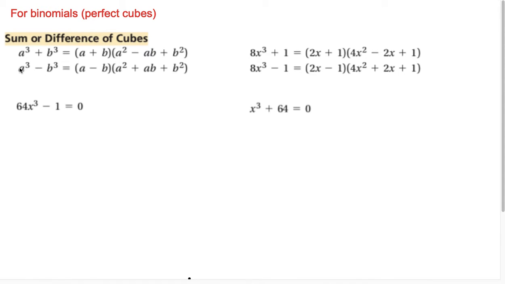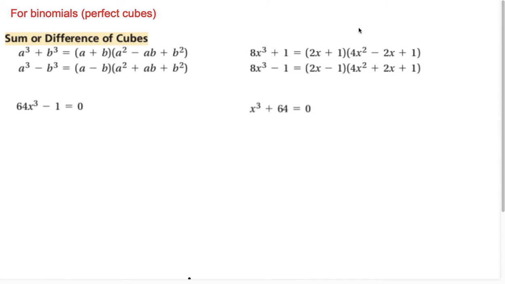Let's take a look at the second example, a cubed minus b cubed. Again, we take the cube root of a cubed, which is a, and the cube root of b cubed, which is b. Then we take a and square it, that's how we got a squared. Then we take negative b and square it, that's how we got b squared. We multiply these two and take its opposite, that's how I have a positive ab.